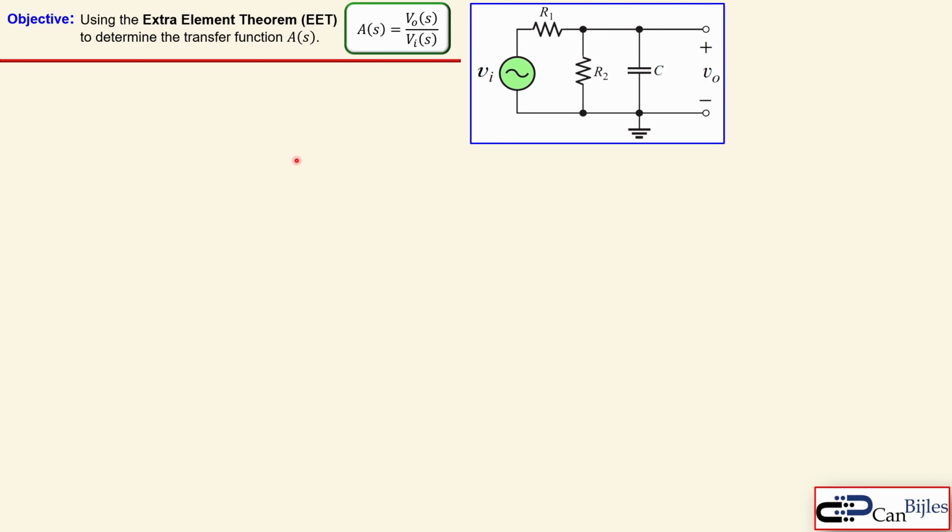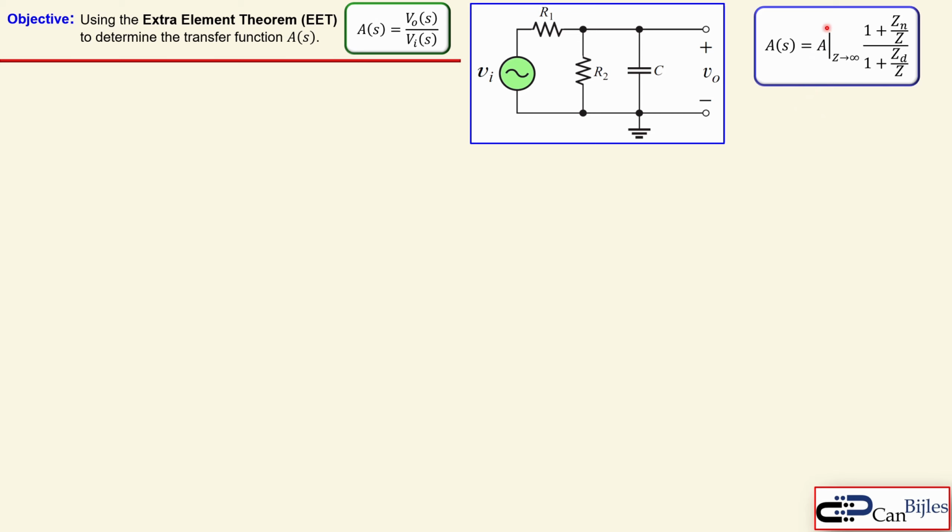So let's start right away with our objective. We would like to use the extra element theorem, short for EET, to determine the transfer function A, which is given by VO over VI. In this case we have a simple RC circuit with two resistors, one capacitor, and input and output nodes. The transfer function A can be determined using this formula. We have several parameters here, which we will discuss step by step.